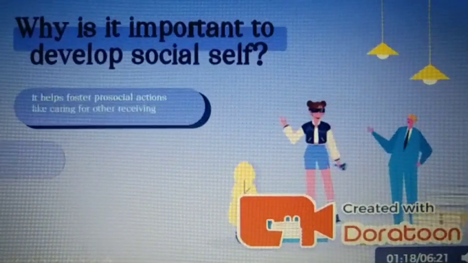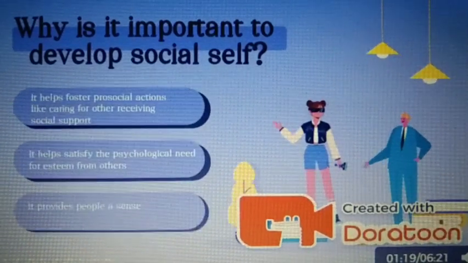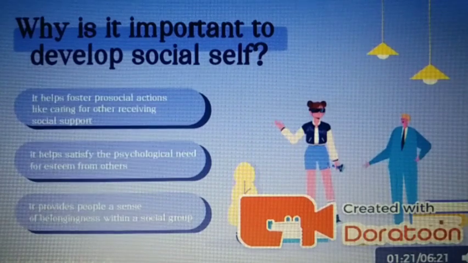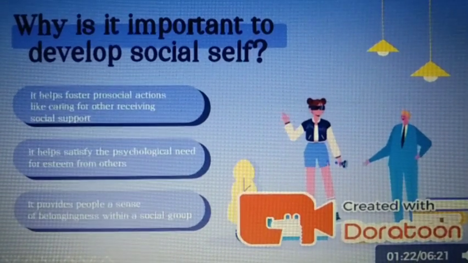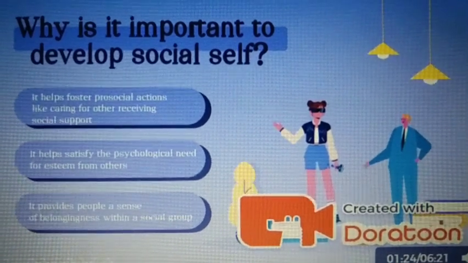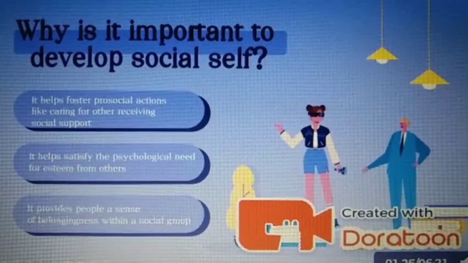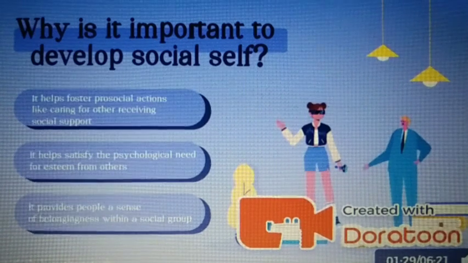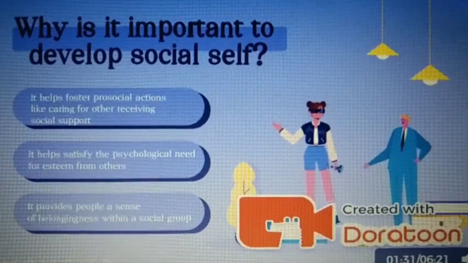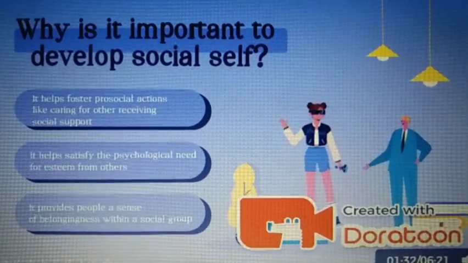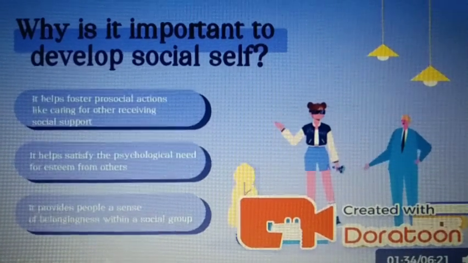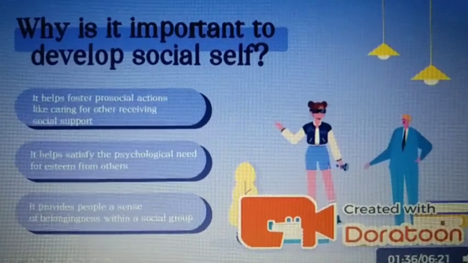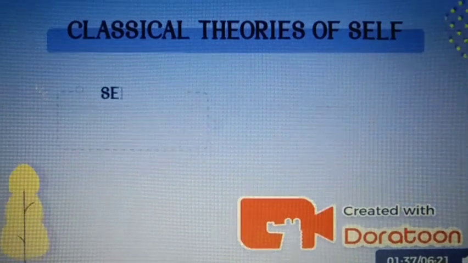Why is it important to develop social self? So there are three developments in social self. First, it helps foster prosocial actions like caring for others and receiving social support. Next, it helps satisfy the psychological need for esteem from others. And lastly, it provides people a sense of belongingness within a social group.